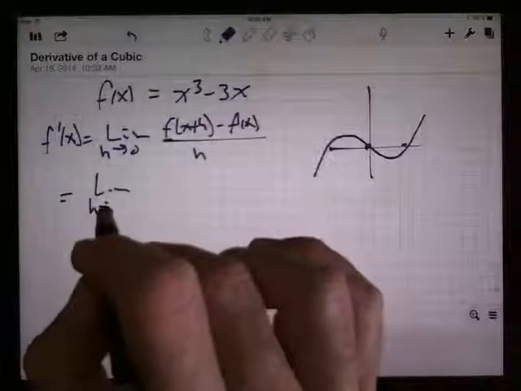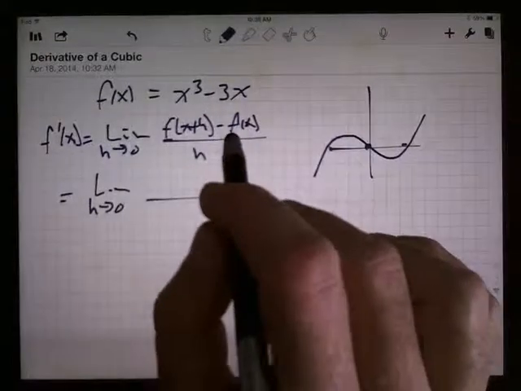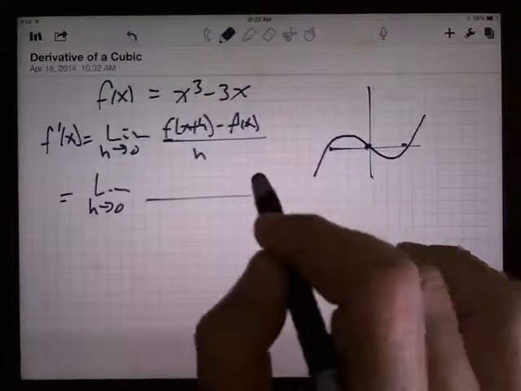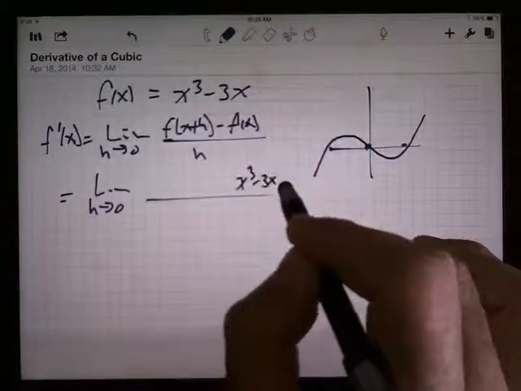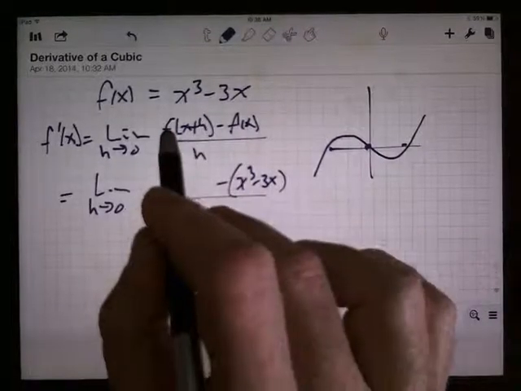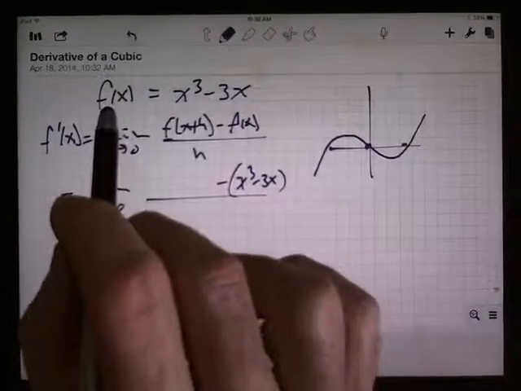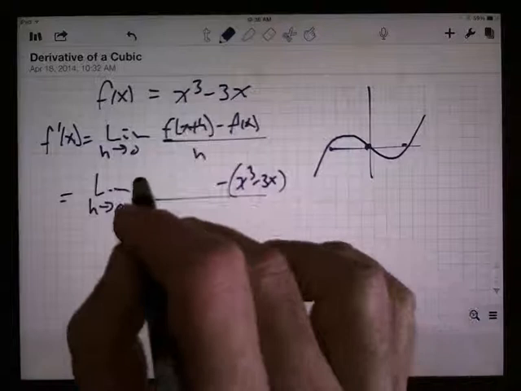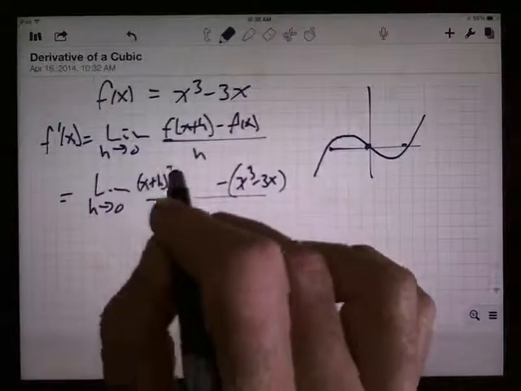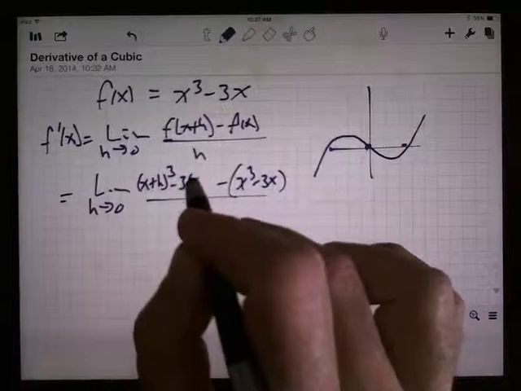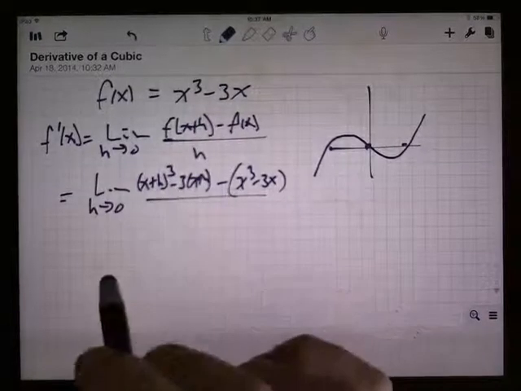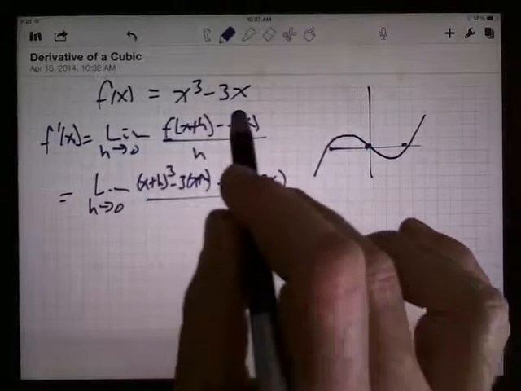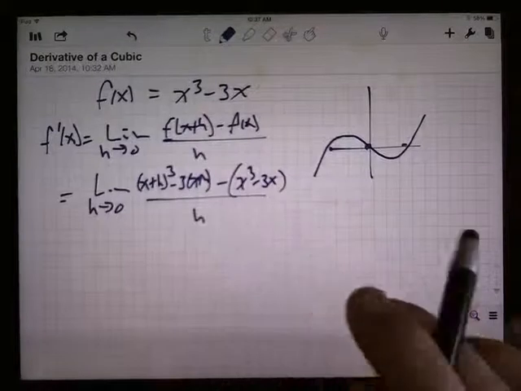The limit as h goes to 0 of, okay, our function, this f of x right here, is x cubed minus 3x. I'm going to put that in parentheses and I'm subtracting it. What is f of x plus h? Well, f of x is saying, what do I do with x? I'm going to cube it, I'm going to multiply it by 3 and subtract. So I'm going to take the x plus h, I'm going to cube it, I'm going to multiply by 3 and subtract those two. So I've got x plus h cubed minus 3 times x plus h, minus all of this stuff, all the f of x. And that whole thing is over h.